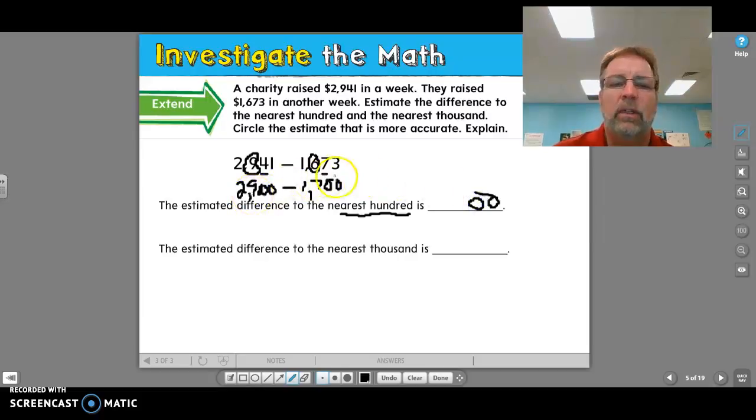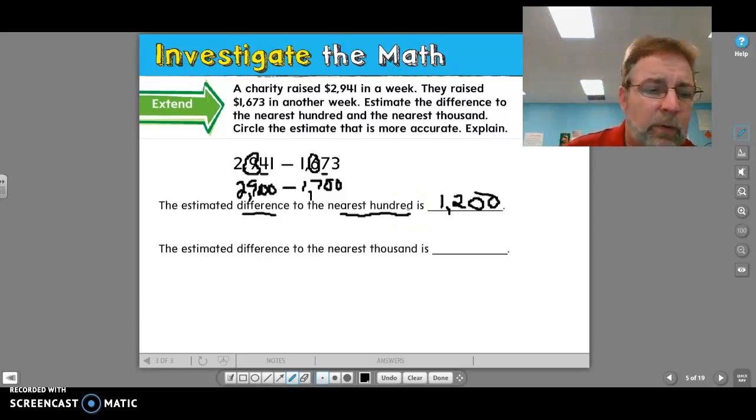Well, I have 9 hundreds. Take 7 away, that leaves 200, and 2,000 minus 1,000 is 1,000. So this, estimated to the nearest hundred, the difference is 1,200.